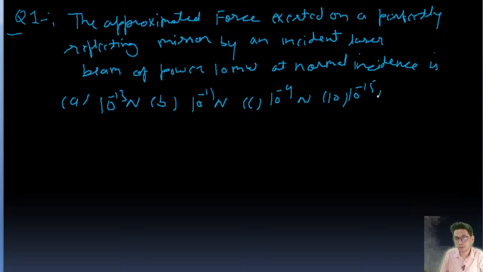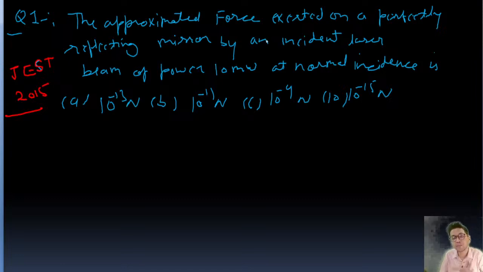minus 15 Newton. Okay, this type of question I have already explained in optics GATE PYQ guys. So this is a question which was asked in JEST 2015. So this is the question: the approximated force exerted on a perfectly reflecting mirror. So we are talking about a perfectly reflecting mirror by an incident laser beam of power, this is given.